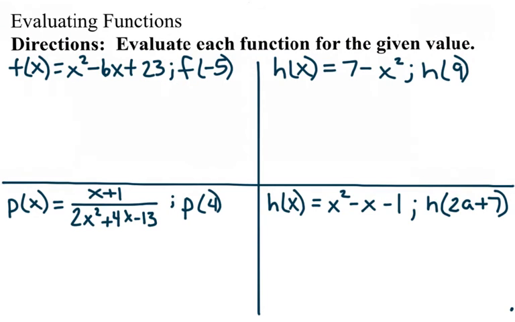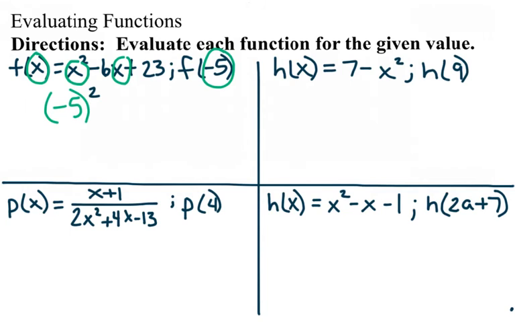Alright, so what we're going to do is evaluate each function for the given value. Evaluate, anytime that you say that, it means to calculate. Your answer should be a number. Notice that when we say f of x, and now I'm trying to find f of negative 5, I have replaced x with negative 5. That's what it's telling you to do. Everywhere there's an x, you're going to write a negative 5.